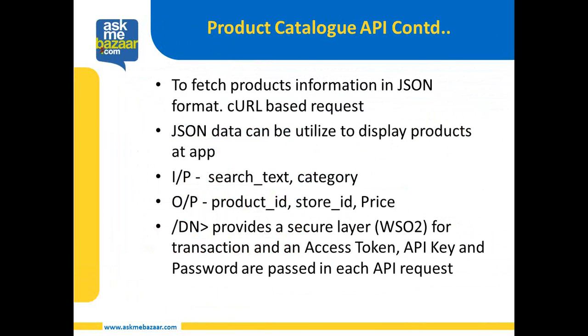This API is used to fetch product information in JSON format. It is a curl based request, and you can use the JSON information to list those products in your application. For this API, the input parameters are search text and category, and in the output you will get the product ID, store ID, price of the product, and many other details. Our ATN platform is very secure, as we have used the WSO2 security layer for transactions. For every API request, you need to send us an access token, API key, and password that we will provide you.